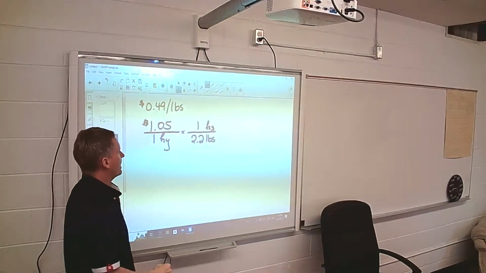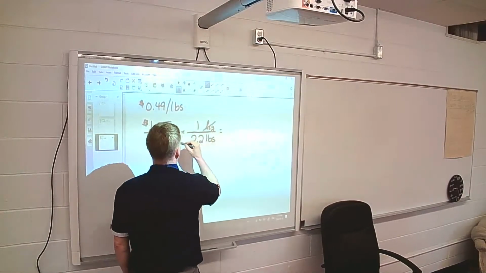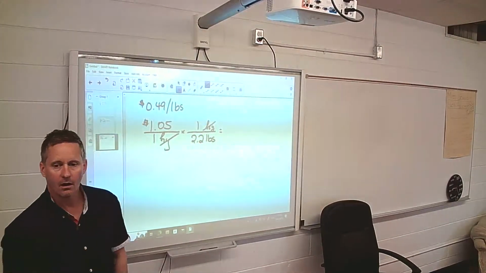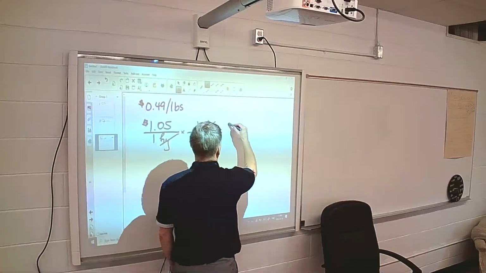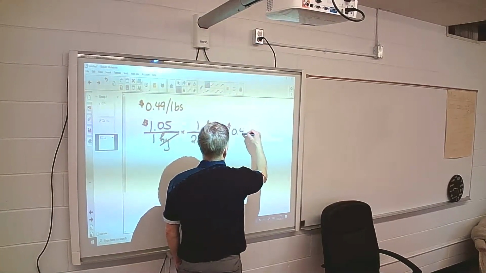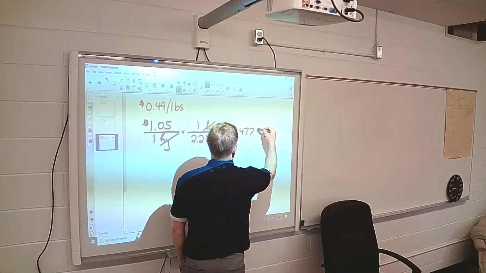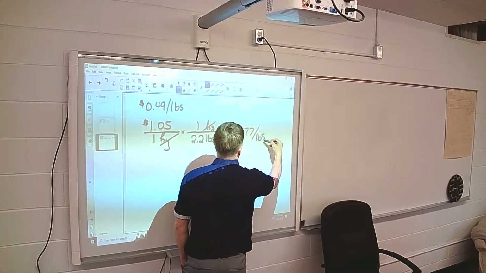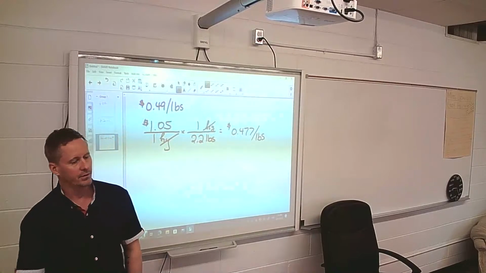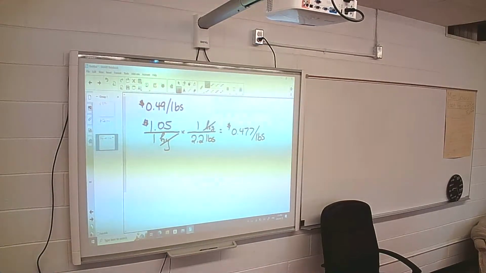So how do I find out how much it is? $1.05 divided by 2.2, which is what? 0.477 dollars per pound. Which is the better deal? Second one.